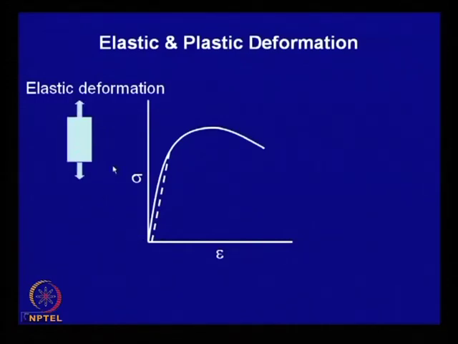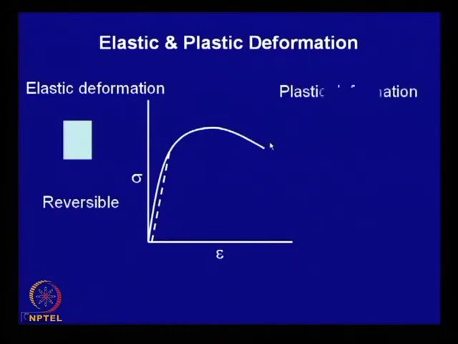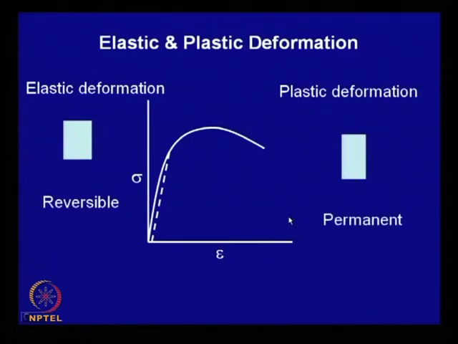Elastic, this is the nature. If you apply stress, there is a deformation, but once the stress is removed, it comes back to its original position. So, this is reversible. On the other hand, plastic deformation, if you apply the stress, you go somewhere here, you remove the stress, that deformation remains, only a small part which is elastic is recovered. So, this is permanent.